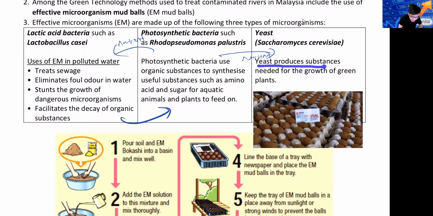And then yeast produces substances needed for growth of green plants. Again, this yeast will also digest all the rubbish and give it to this plant, to this bacteria. So they just exchange substances. And while in this process, they clean your water.